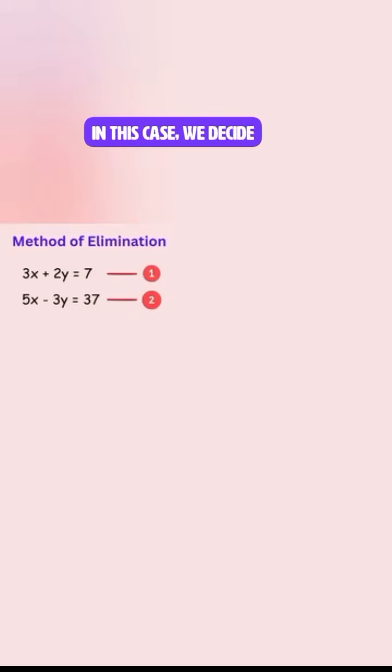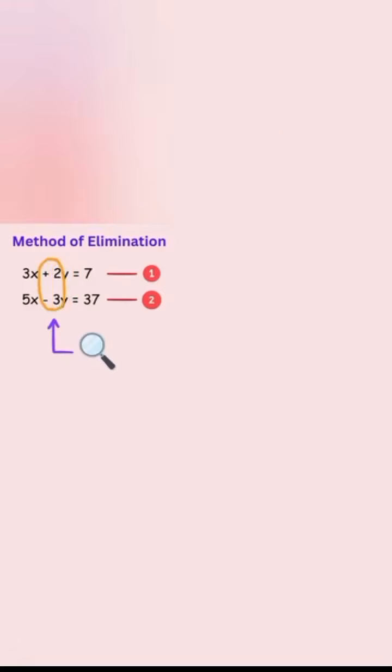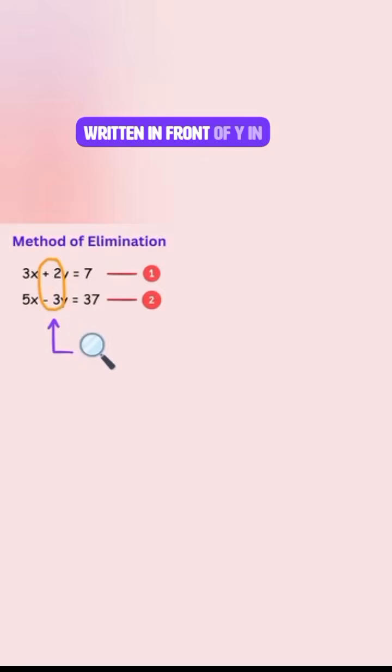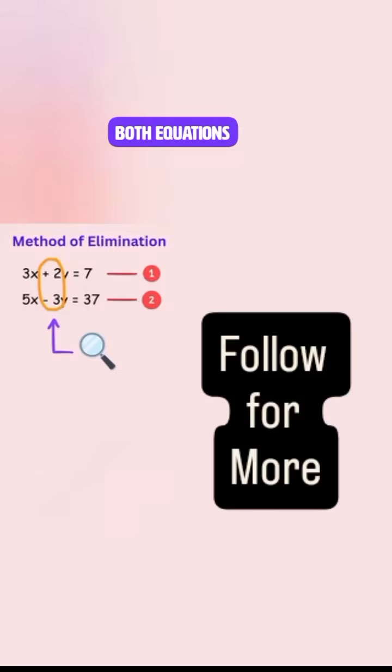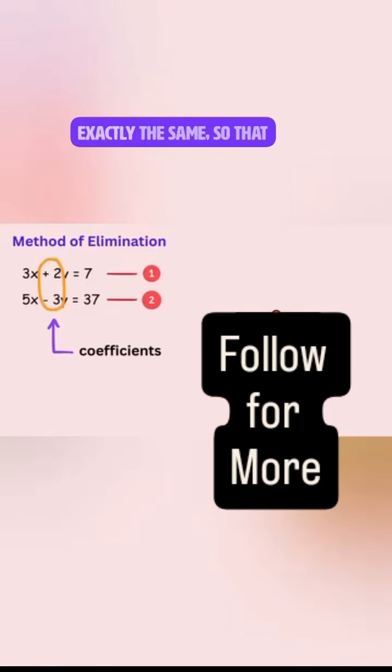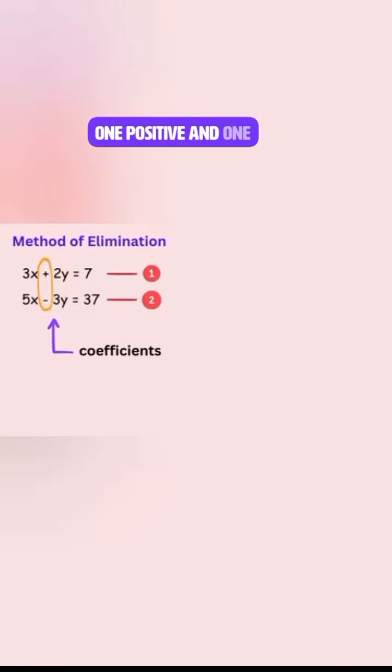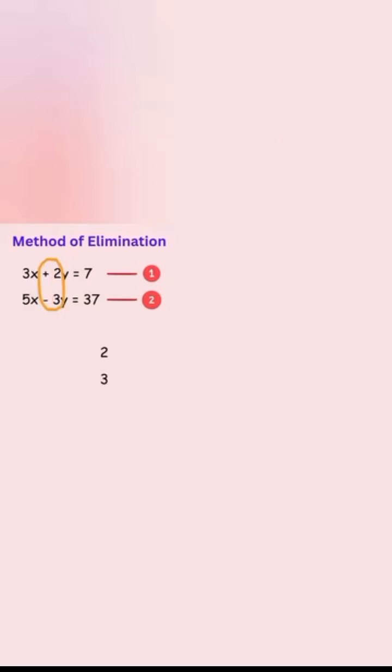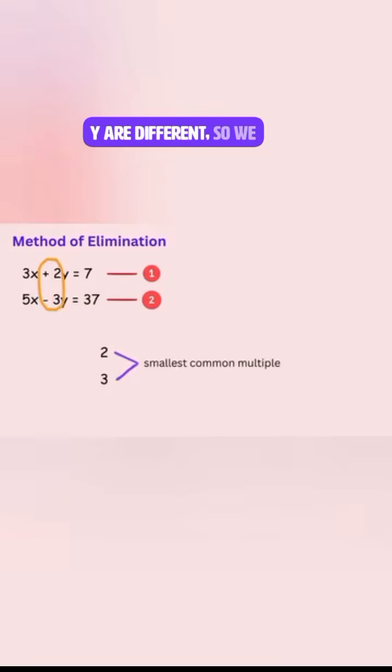In this case, we decide to eliminate the variable y. To do that, we first look at the numbers written in front of y in both equations. These numbers are called coefficients. Our goal is to make these coefficients exactly the same, so that one positive and one negative will cancel each other out. Here, the coefficients of y are different, so we choose a common multiple that both numbers can become.